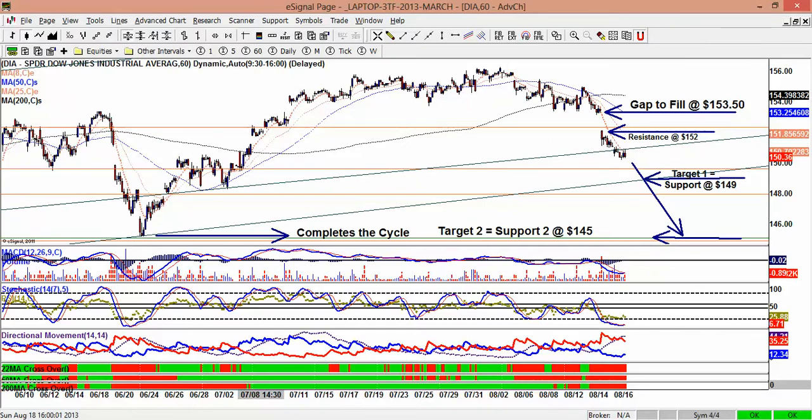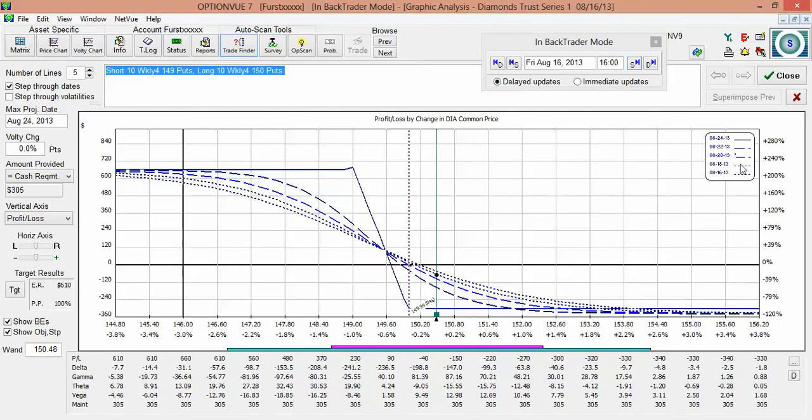My first target is 149 and then 145, and the markets have been moving a little bit faster lately. Based on OptionVue analysis, on August 20th, which would be Monday, if we were to move quickly down to 149, this trade cost me $300. Not a very expensive trade. I would potentially pull in $230 if we drop to 149 on Monday. At 145, if we were to drop all the way down there, we would pull in about $600, and that's actually where the trade maxes out.